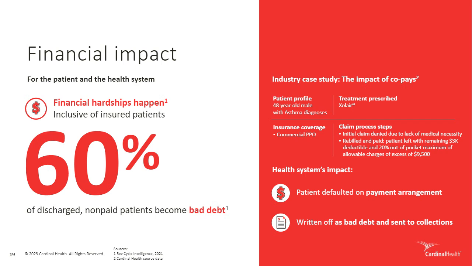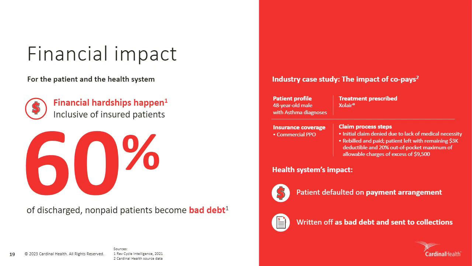If we look at the impact of copays, here's another case study: a 48-year-old male patient with asthma, treated with Xolair. They had a commercial PPO. Pre-screening practices were in place and completed. The initial claim was denied due to lack of medical necessity because it was coded as asthma, but the clearable diagnosis was moderate to severe asthma. So this delayed revenue recognition additional time.